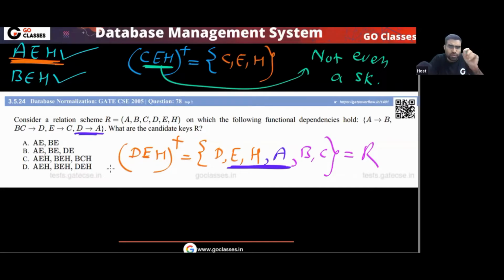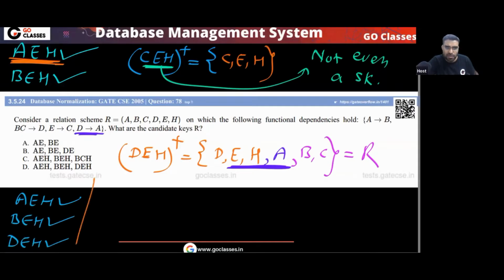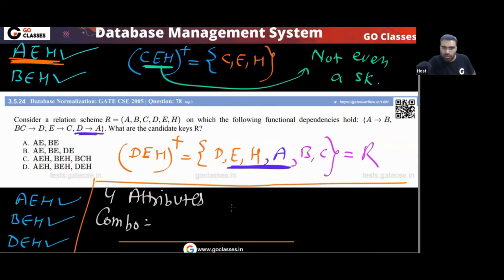Will you check combinations of 4 attributes? Let me know. See, so far we got these candidate keys. AEH, this is a candidate key. BEH, this is a candidate key. DEH, this is a candidate key. Now you tell me, do you have to check combinations of 4 attributes?